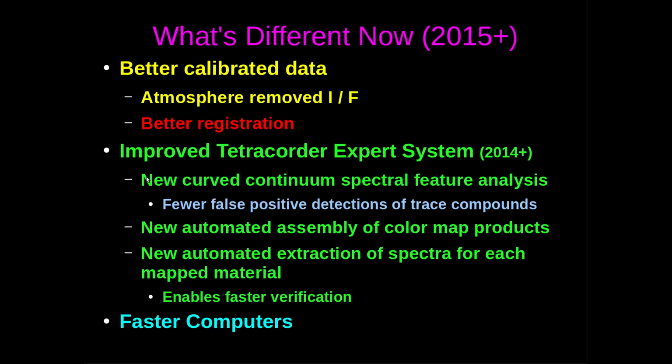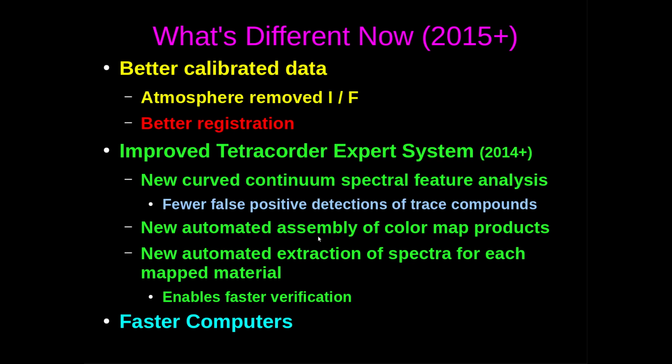There are some new features that still need to be explored and fitted in where needed, and that is a curved continuum spectral feature analysis, which will give us fewer false positive detections of trace compounds. This is particularly important in the 3 micron region, where spectra are typically curved due to small amounts of water, or even large amounts of water in the surface, when we're trying to map organics that are superimposed on those water absorptions.